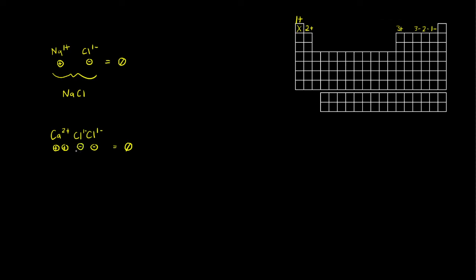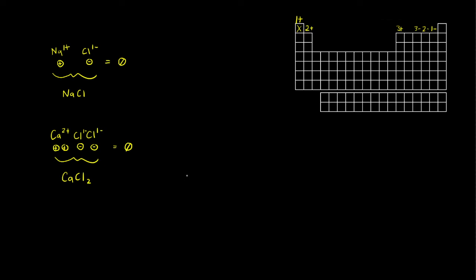So now I have 2 chlorines balancing out my 1 calcium. 2 positive charges, 2 negative charges. My total charge here is 0, and now I have my formula. So it is Ca with a 1, because there's only one Ca up here, and then Cl with a 2, because it took 2 Cls to do this.